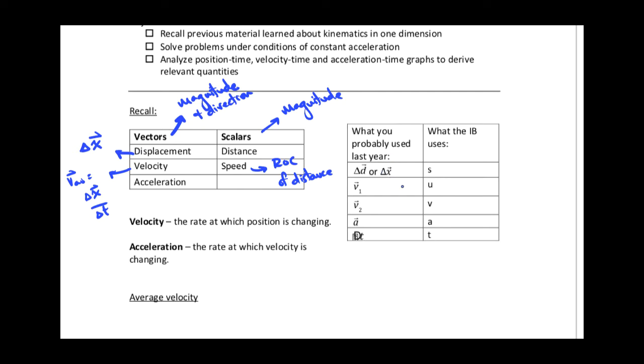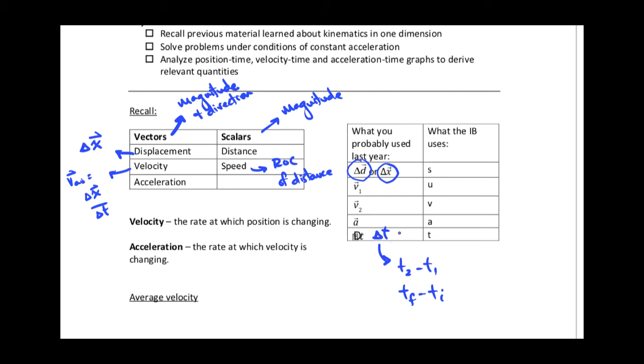We also talked a little bit about these different symbols that you might see this year. I like to use delta x for displacement, but often you'll see delta d as well. The IB gets rid of the delta completely and just gives it an s, which can sometimes throw you off a bit. Delta t we use for elapsed time. Remember, any time you see a delta, it means final minus initial. So this is t2 minus t1, or t final minus t initial.